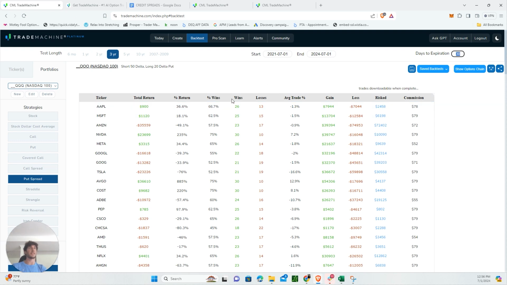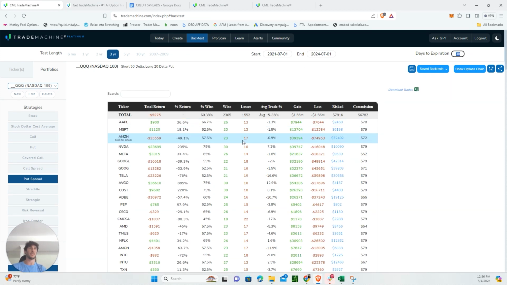But give this another second. This is loading. It's pulling in 100 different tickers here, so it always takes a little bit of time. And then it'll give us a nice summary right here at the top when it's done. That'll show us basically the cumulative results of this whole strategy, which is this.